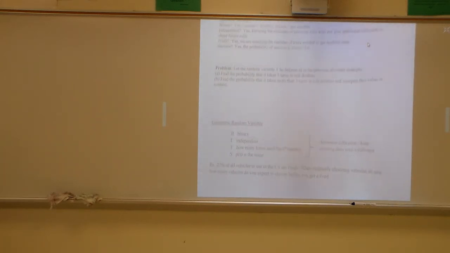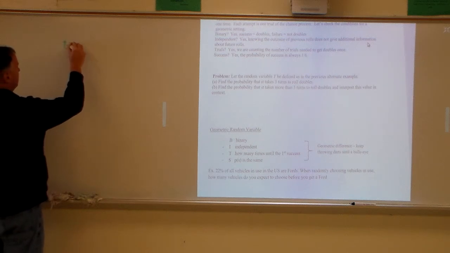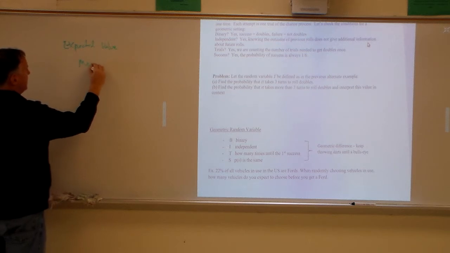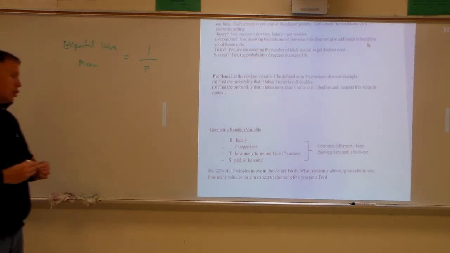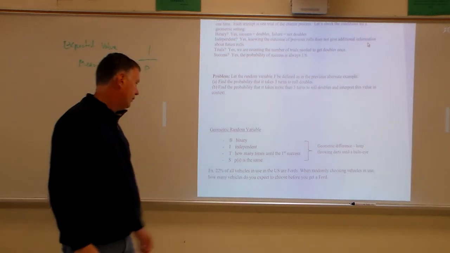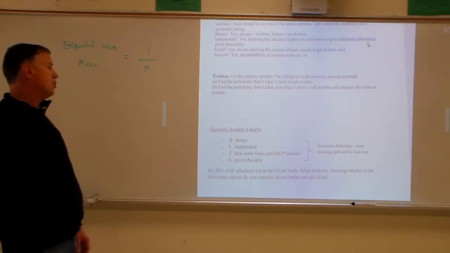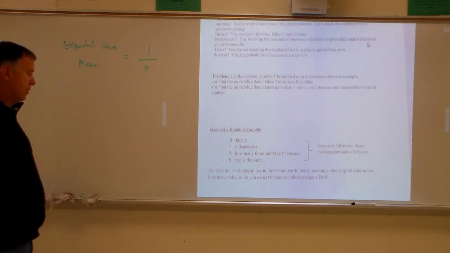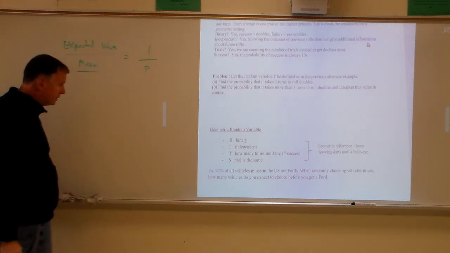You can find the answer to these by taking 1 divided by your probability. So if you're finding expected value, which is also a way of saying the mean, it's 1 divided by the probability. So for this one, it says 22% of all vehicles in use in the United States are Fords. When randomly choosing vehicles in use, how many vehicles do you expect to choose before you get a Ford? So you're doing an expected value here, finding the mean.